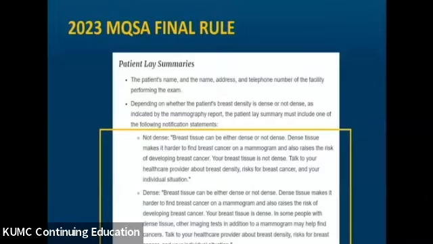So not only do we need to tell patients their breast density, but we also need to give them the dense or not dense verbiage in their patient lay summary. So if your patient is dense, their letter must tell them this statement: Breast tissue can be either dense or not dense. Dense tissue makes it harder to find breast cancer on a mammogram and raises the risk of developing breast cancer. Your breast tissue is dense, and in some people with dense tissue, additional imaging tests are needed. Talk to your healthcare provider.